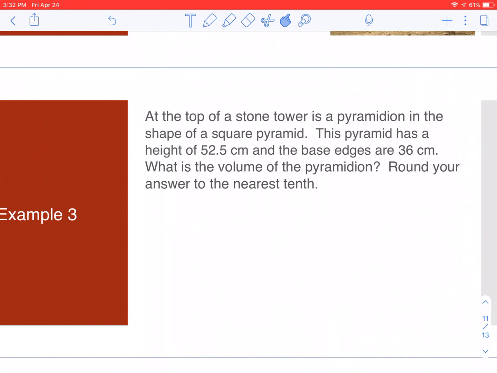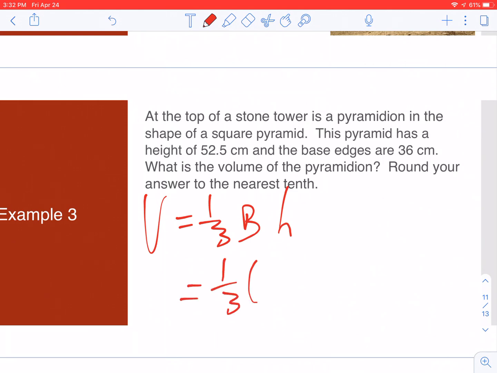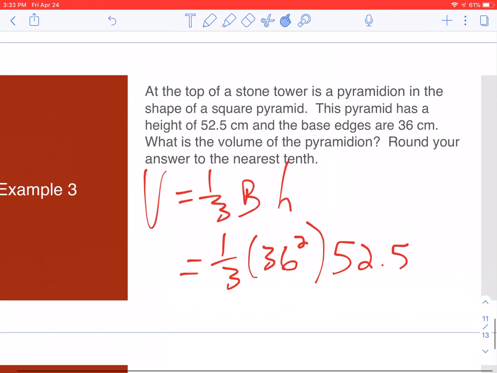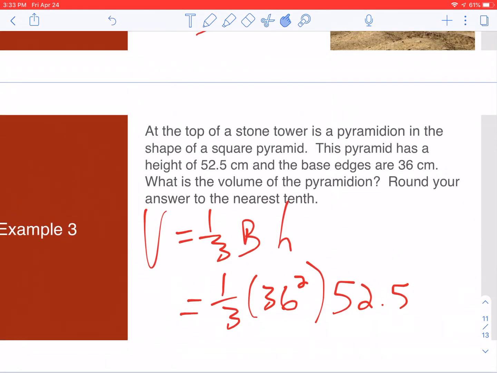Okay, same thing here. Volume equals 1/3 area of the base times the height. 1/3 times 36 squared, because that's the area of the base. Height 52.3. Plug in your calculator and solve. And that is all for 12-5.